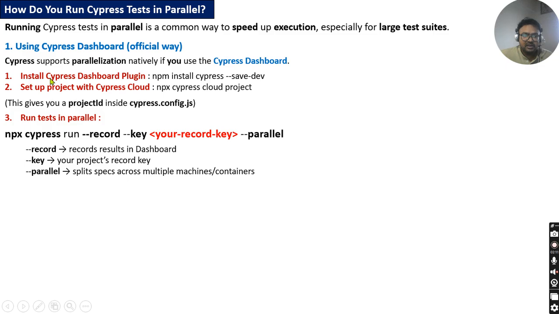First, install the Cypress dashboard plugin with npm install, the Cypress dashboard package with save-dev. This will install the Cypress dashboard plugin. Then set up your project with Cypress Cloud using npx cypress cloud project, and this gives you the project ID inside cypress.config.js. You can refer to this particular file, and this command will give you the project ID, which is the project you need to set up on Cypress Cloud.